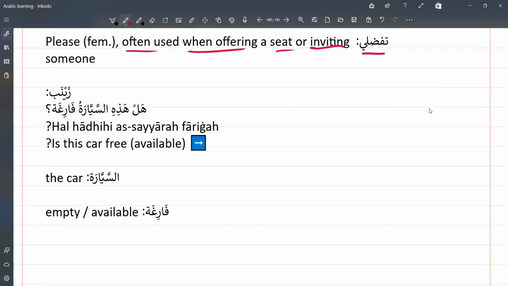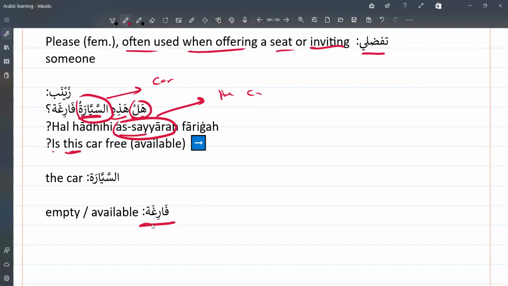Then Zainab says, هل هذه السيارة فارغة? Hal, we have done this word again, is used to ask questions. Hazi means this. Sayyara means car, as-sayyara means the car. So Zainab asks, Hal hazi as-sayyara farigha? This word, farigha, is a new word for you. Learn this word: it means empty or available.